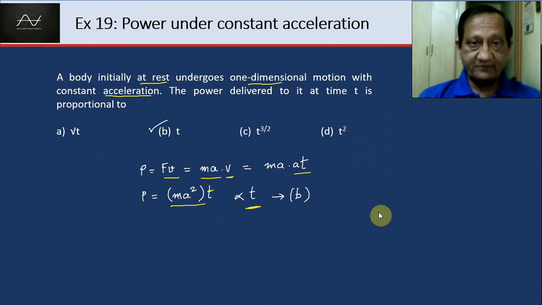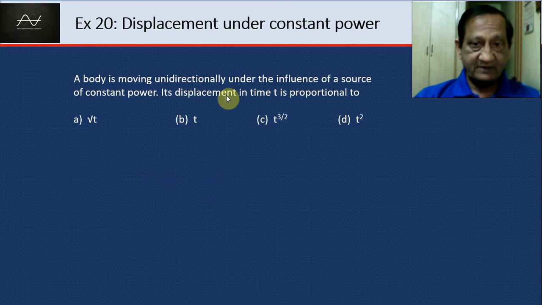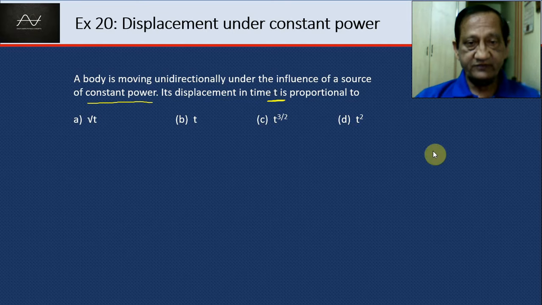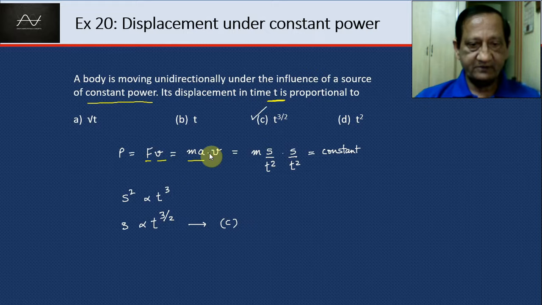Another type of question similarly is displacement under constant power. This time the source is delivering constant power, then how does the displacement change with time? Constant power. Power is force into velocity, mass into acceleration into velocity. Now we've got to figure it out.